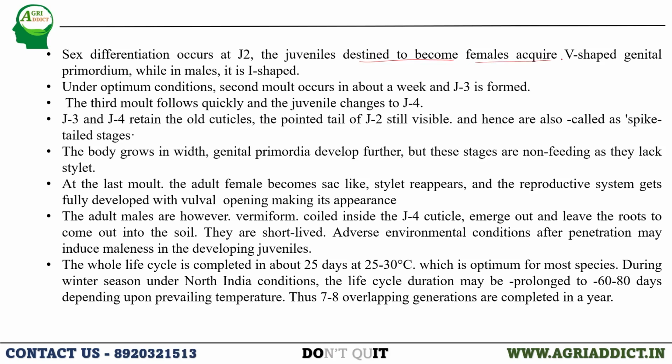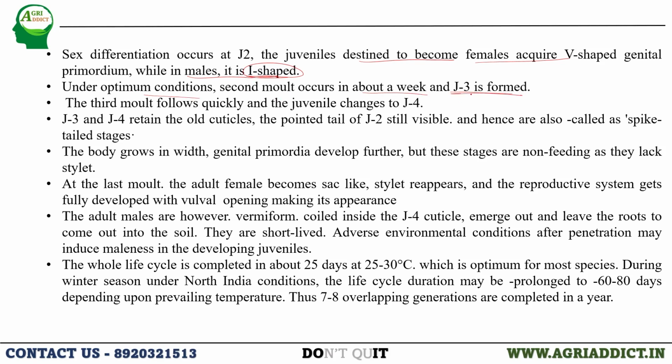that is, the females will acquire V-shaped genital primordia, whereas in males it will be I-shaped. This is important. Females will acquire V-shape, whereas in males it is I-shape, that is genital primordia. Under optimum condition, the second stage molt will occur in about a week, and J3 is formed.